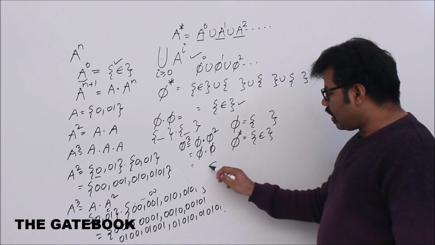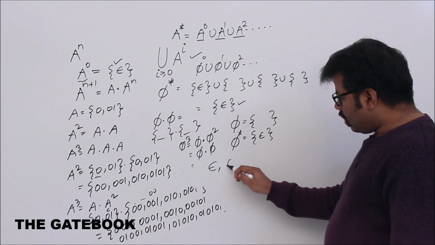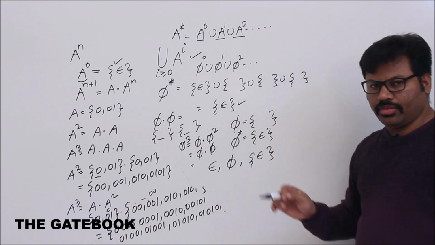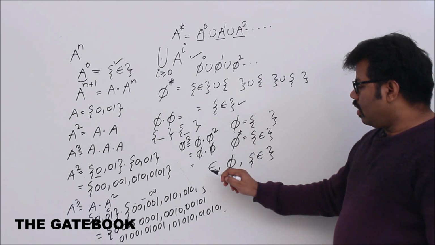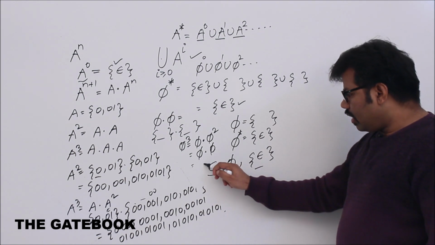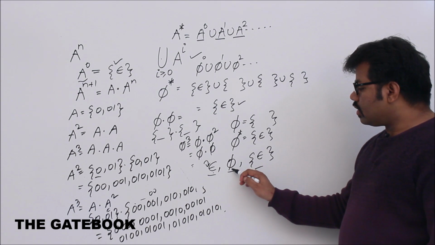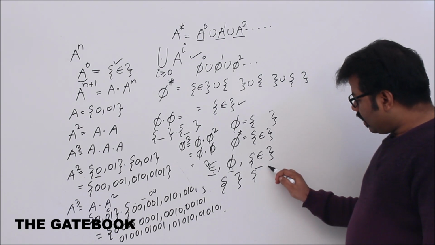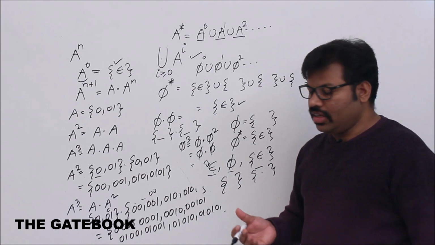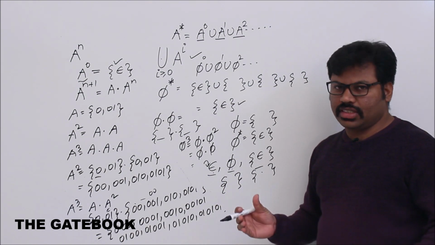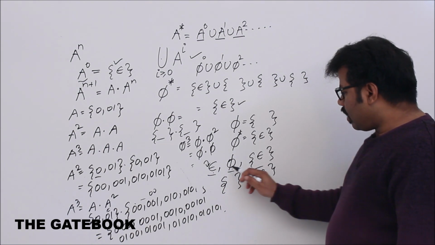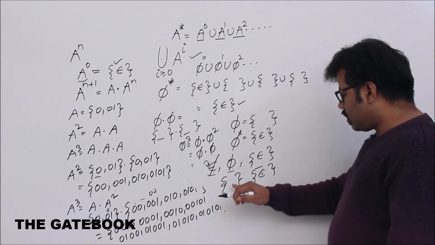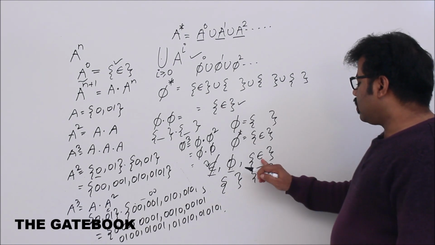There are 3 things which often confuse you. One is epsilon, another is empty set, and the third is a set with epsilon. The difference between these 3: epsilon is not a set, it is a string. The empty set is a set which doesn't contain any string. The set with epsilon is a set which contains one element, which is of course a string, the null string, meaning the length of that string is 0. So these 3 are completely different entities. Epsilon is not a set. These 2 are sets, but one contains 0 elements and the other contains 1 element.